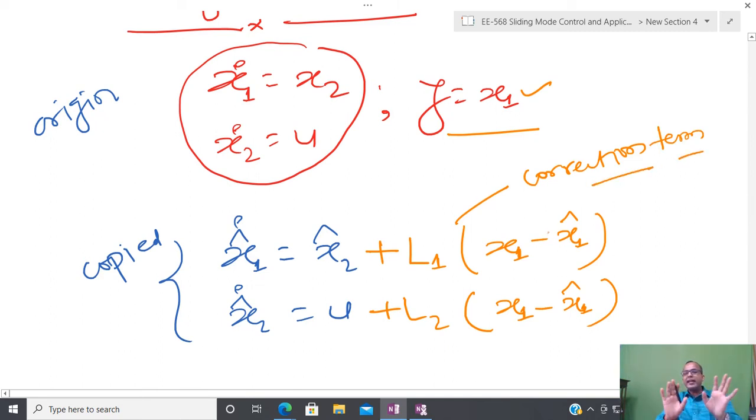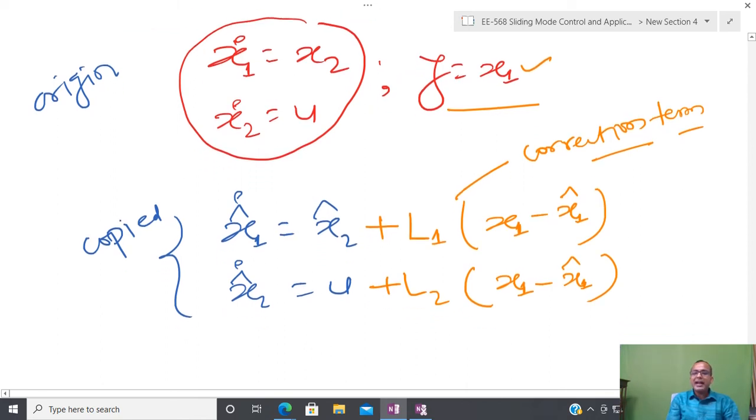So what is actually the basic philosophy? The philosophy is quite simple. You can copy the dynamics. After that, you can add the correction term. Whenever you are adding the correction term, please be careful to add only the information you have. Do not add quantities which are not known to you.